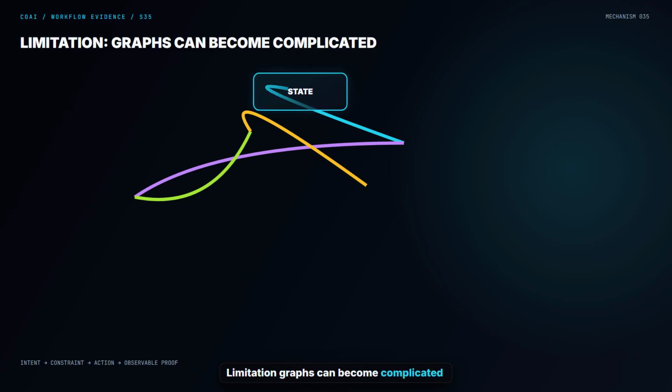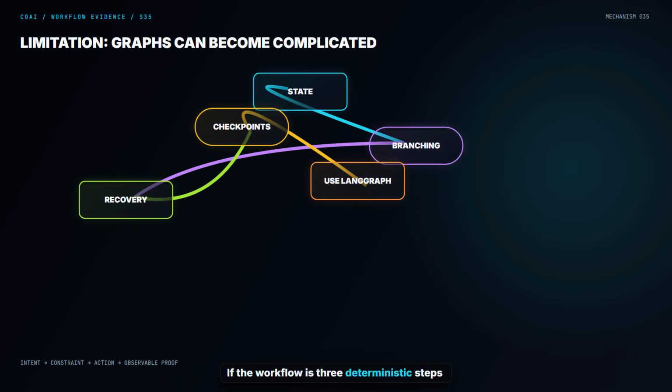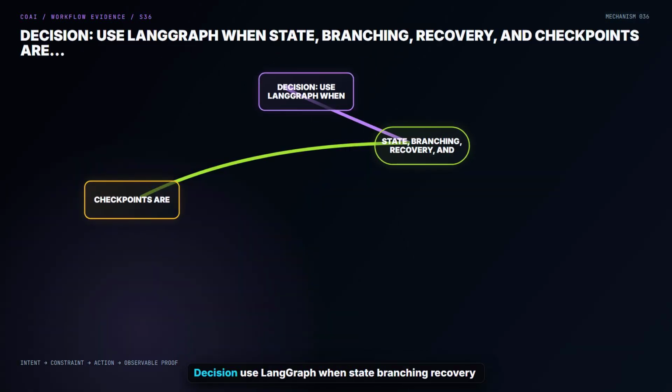Limitation: graphs can become complicated. If the workflow is 3 deterministic steps, a normal function may be clearer and easier to debug. Decision: use LangGraph when state, branching, recovery, and checkpoints are essential, not because boxes and arrows feel enterprise-ready.